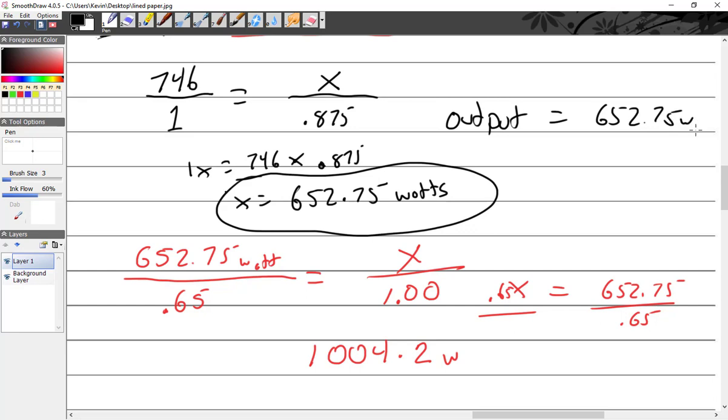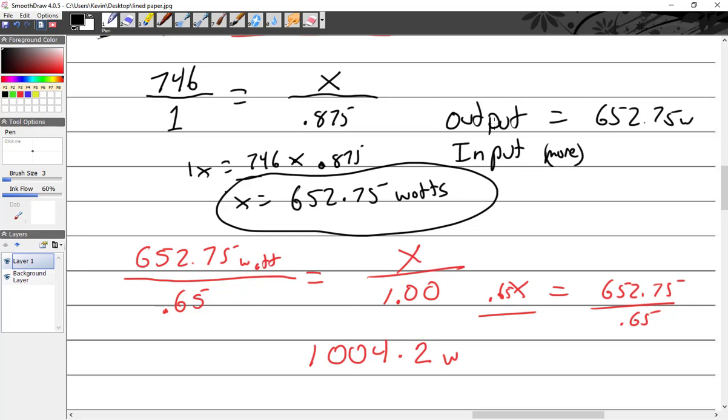652.75 watts. Okay, so what is the input? Is the input more or less? More. It's got to be more. So you could do it both ways. You could try dividing that. You're going to get a number that's much smaller, but really we're just multiplying it. You have to divide it.